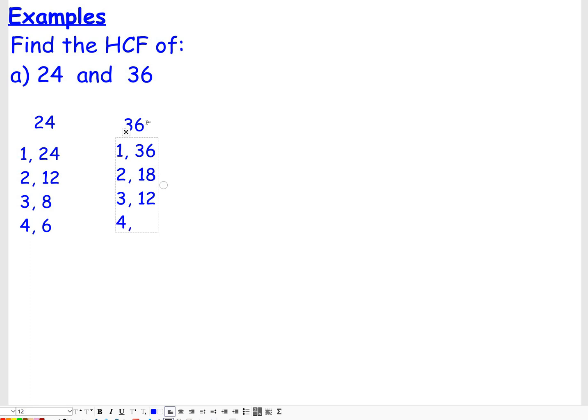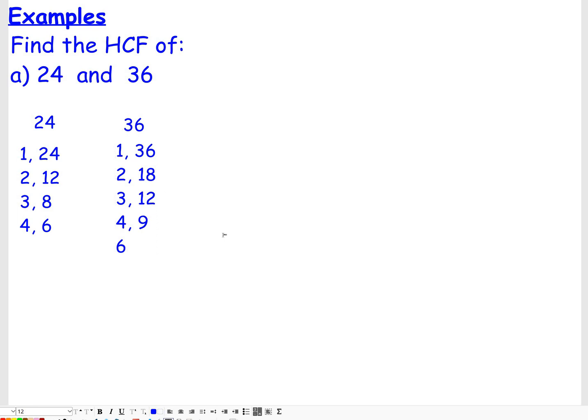Does 4 go in? Yes, again, it's in the 4 times tables. 36 divided by 4 is 9, or 4 times 9 is 36, or we can half this here. If 2 goes in 18 times, 4 is going to go in half that amount. Does 5 go in? No, it doesn't, because it's not ending in a 0 or 5. Does 6 go in? Yes, it does. 36 divided by 6, or 6 times 6 is 36. So we have now found them all.